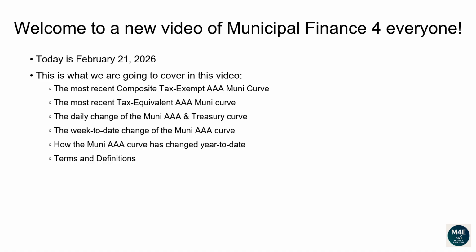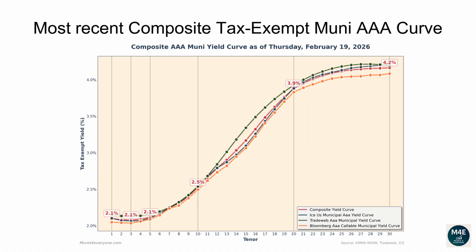Terms and definitions. Let's go over the most recent composite tax-exempt Muni AAA curve. The following composite tax-exempt yield curve is based off the most recent ICE, TradeWeb, Bloomberg yield curves that are available on the MSRB website, plus some proprietary extra adjustments, as of February 19, 2026.